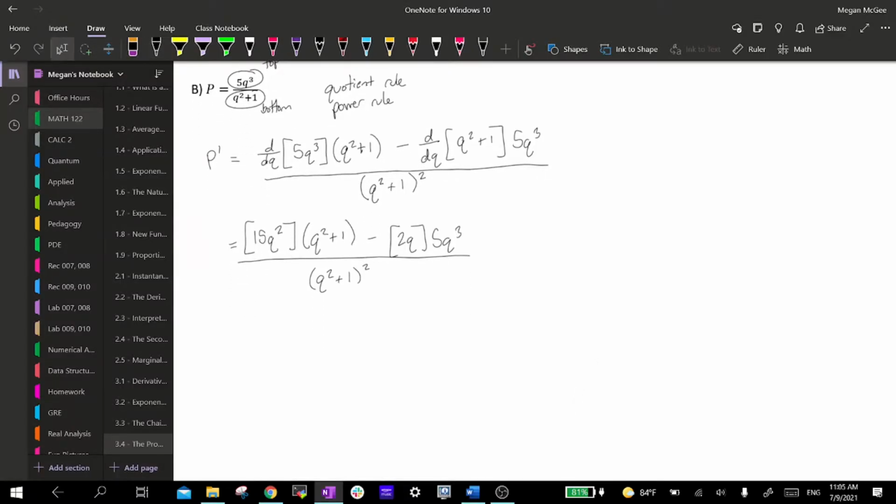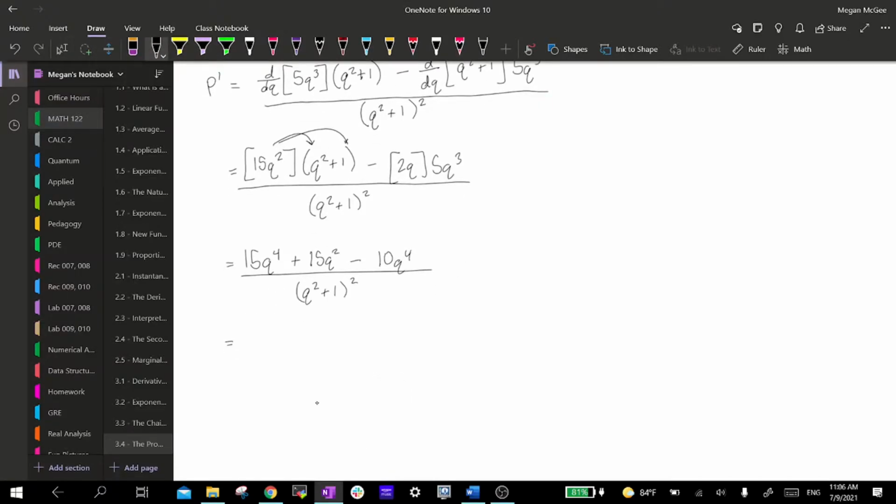Alright, and technically we're done taking derivatives here, but we do like to drop these brackets and parentheses and just clean it up a little bit. So I'm going to go ahead and multiply through over here. So we have 15q squared times q squared. That gives us 15q to the fourth plus our 15q squared times 1, minus 2 times 5 is 10q times q to the third is q to the fourth, over our q squared plus 1 squared. And then I notice we have q to the fourth here and here, so we can go ahead and combine like terms. And so we get 15 minus 10, that gives us 5q to the fourth plus 15q squared over q squared plus 1 quantity squared.